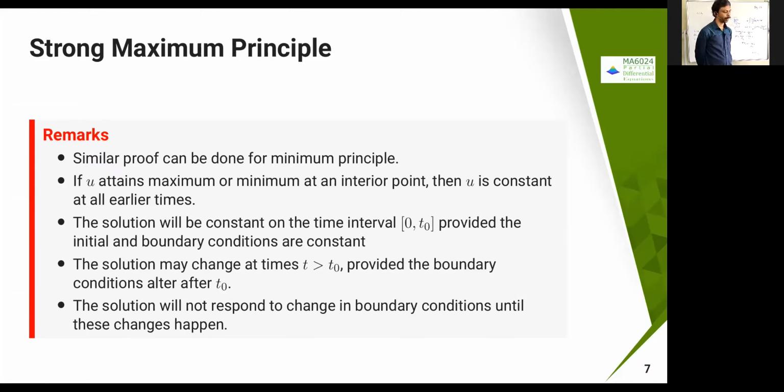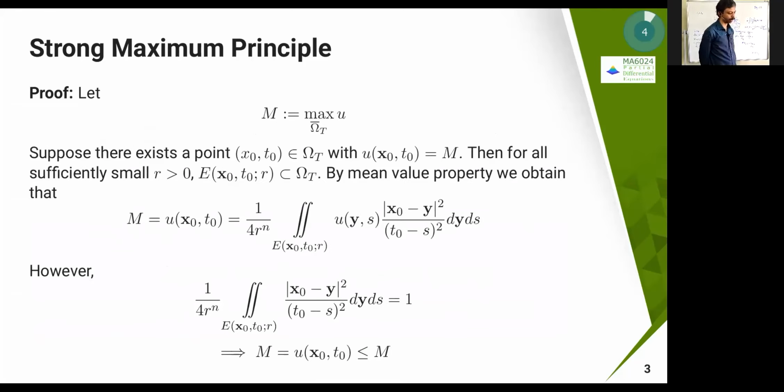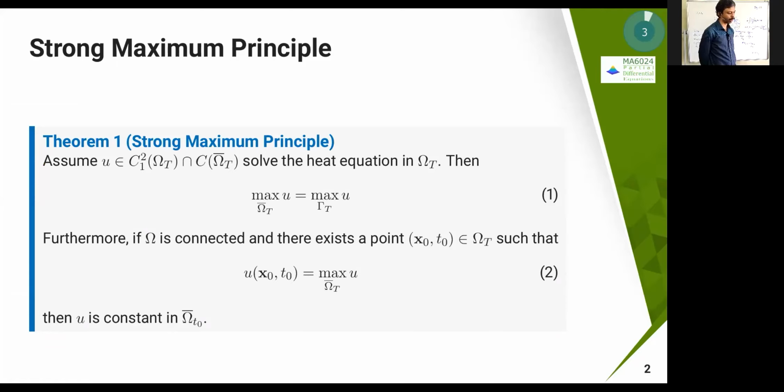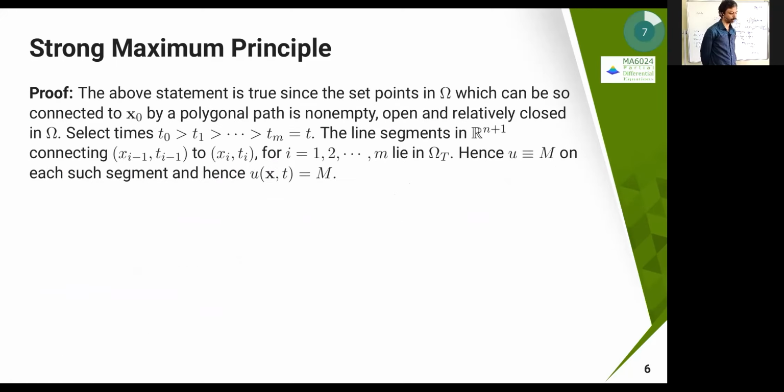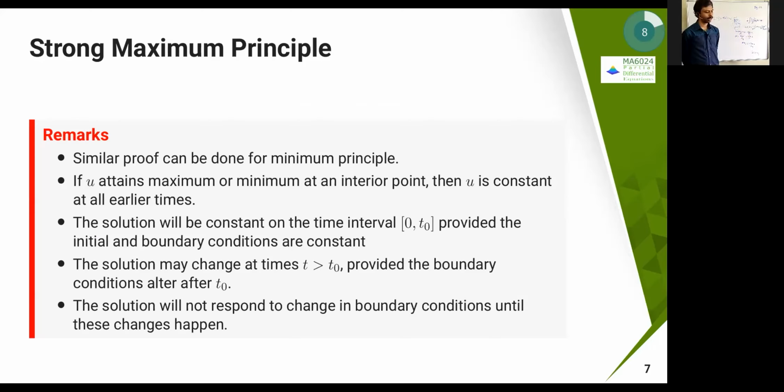So what this theorem says to us is that if u attains a maximum or minimum at an interior point, then u is constant at all earlier times. That's what it is claiming. If u of (x naught, t naught) equals the maximum of u over omega t, then u is constant on omega bar t naught. Therefore it is constant at all earlier times.